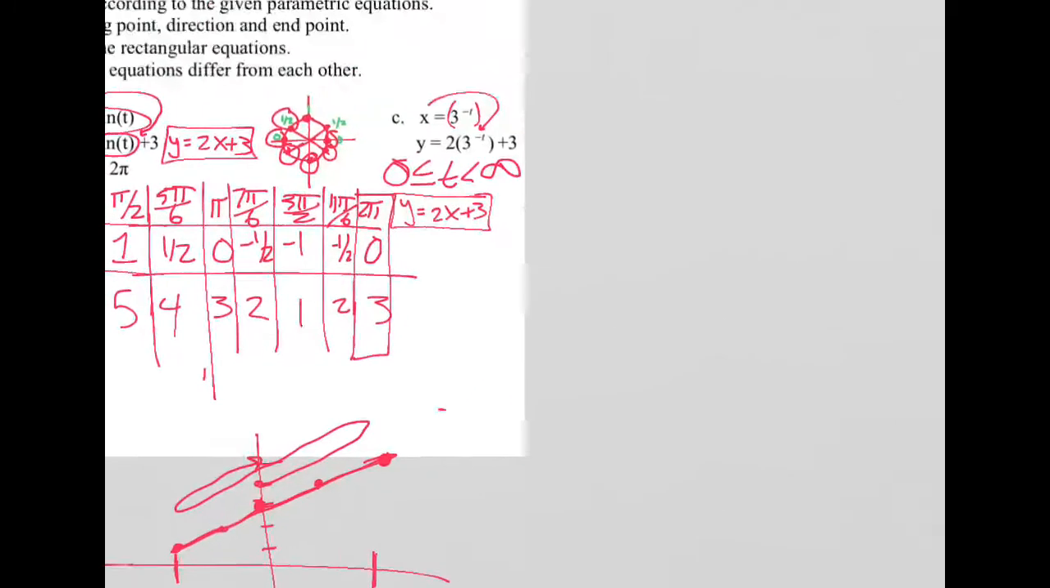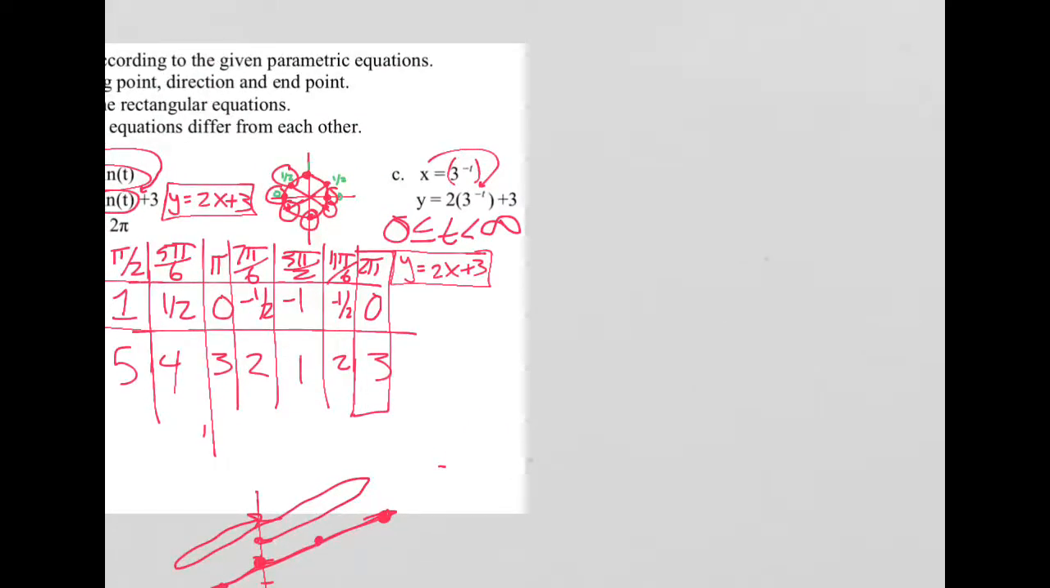Okay, let's do this next one here. Again, I'm going to make a table. I'm going to have t, I'm going to have x, and I'm going to have y.